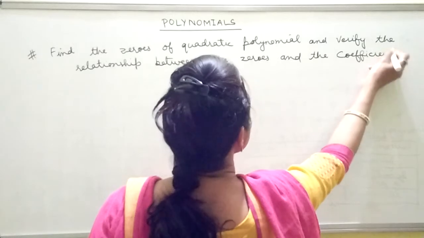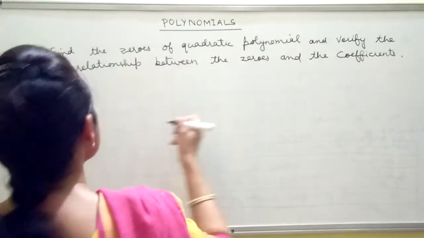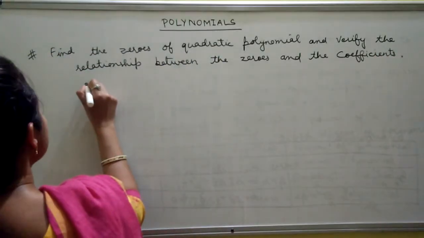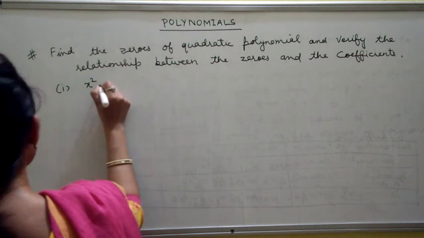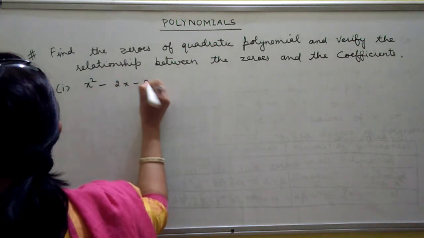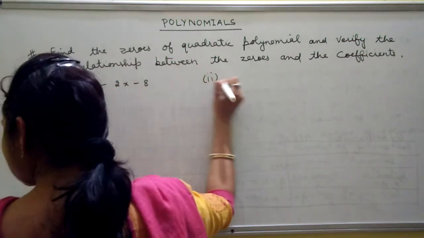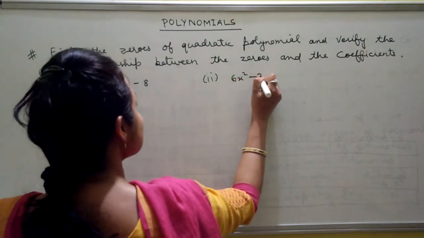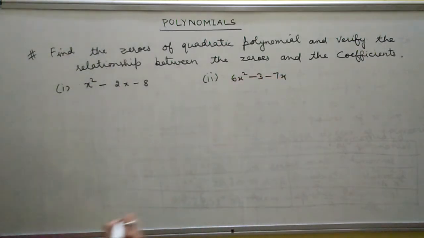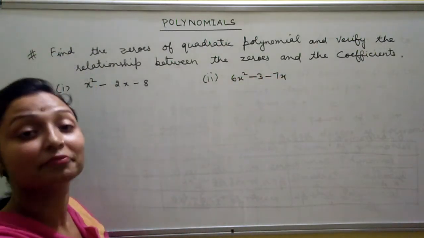So how can we prove this, how can we verify? The first question is x square minus 2x minus 8. The second one is 6x square minus 3 minus 7x. So there are two questions on the basis of the formula which I have told to you.